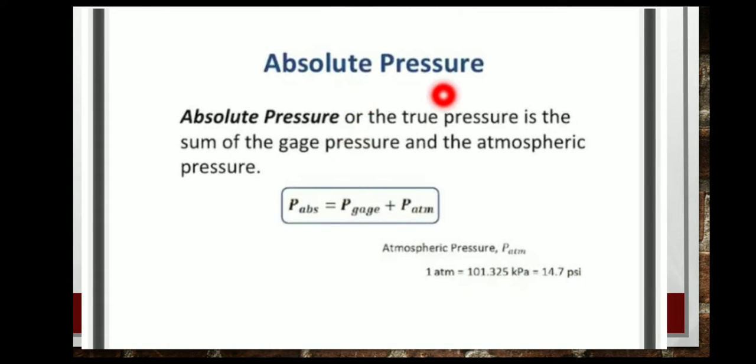Second, absolute pressure. What is the absolute pressure or true pressure? The absolute pressure, or the true pressure, is the sum of the gauge pressure and the atmospheric pressure. The absolute pressure is equal to P gauge plus P atmospheric.